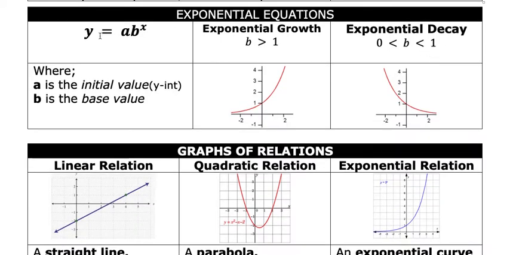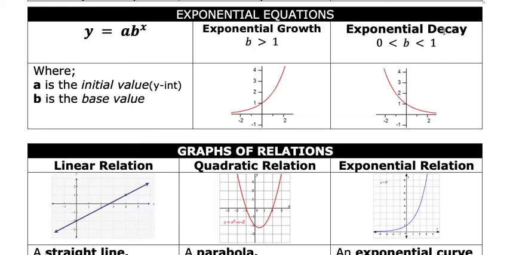Exponential equations are of the form y is equal to a b to the power x, where a is the initial value, the starting point, or y-intercept. b is the factor of growth, so whether you have exponential growth when b is greater than 1, think repeated multiplication by a number greater than 1 will make that value increase.